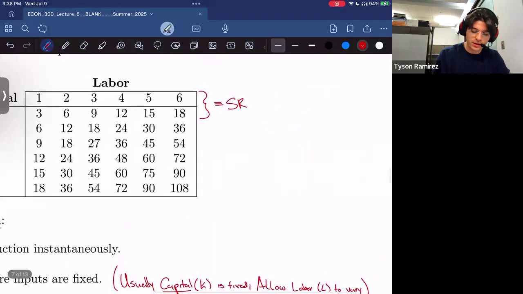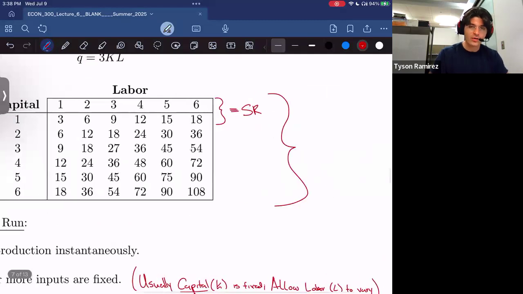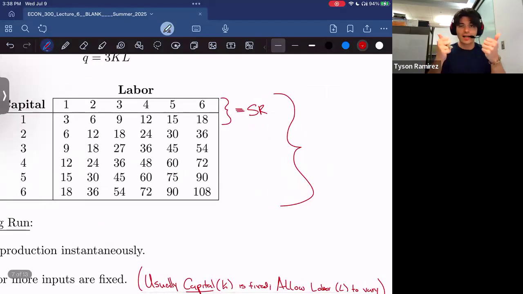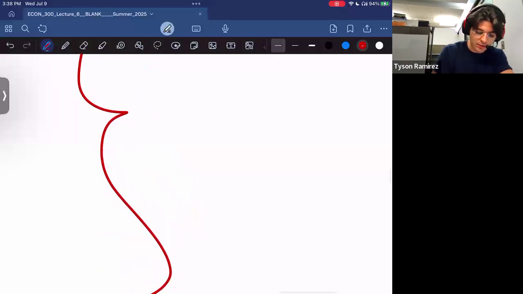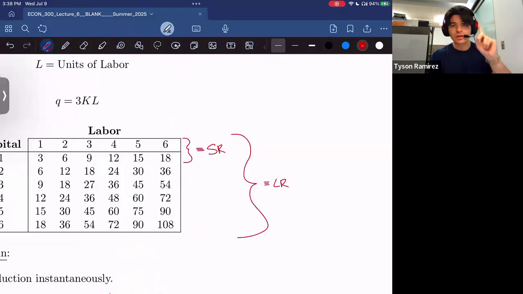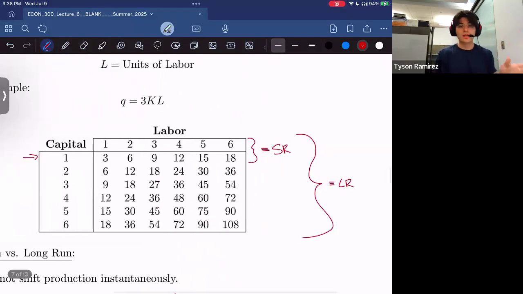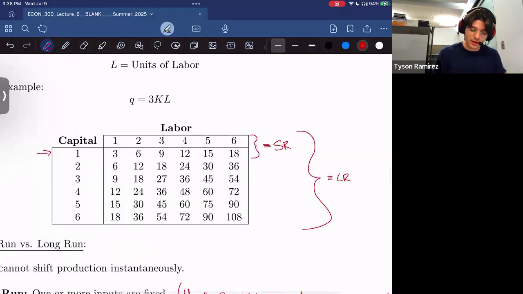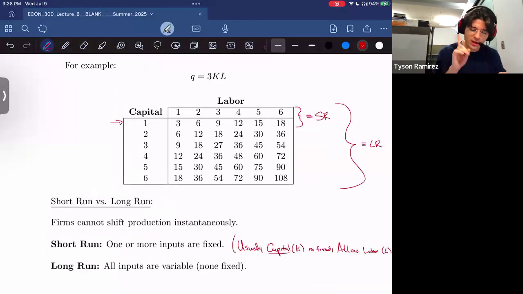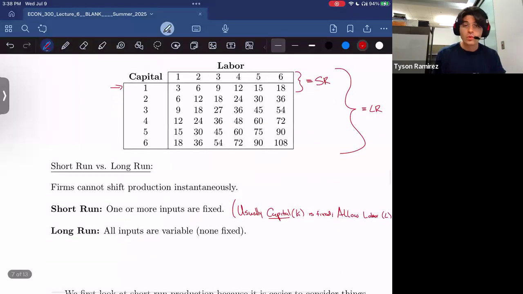Meanwhile, if I were to consider not just leaving capital fixed, but allowing different combinations of labor and capital, then this is the long run. That's one of the key distinguishing differences between short run and long run in these economic models: in the short run, one or more inputs are fixed, whereas in the long run, everything is variable. All inputs are variable, so nothing is fixed.